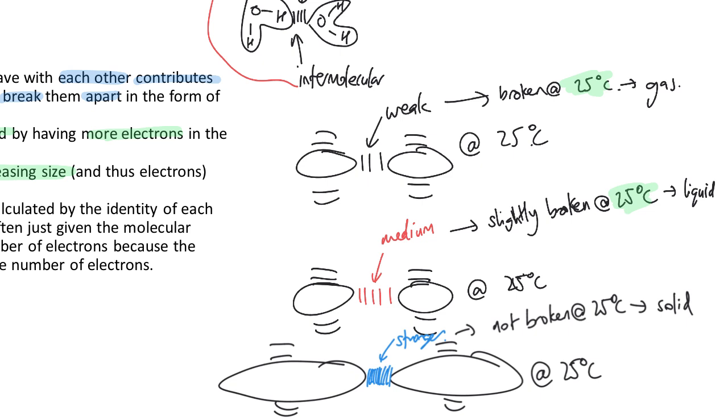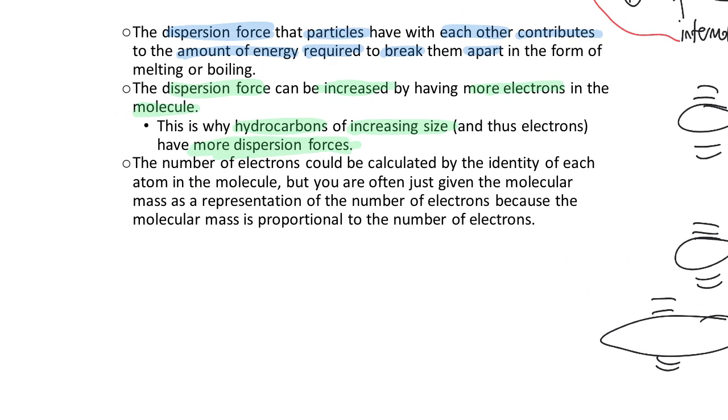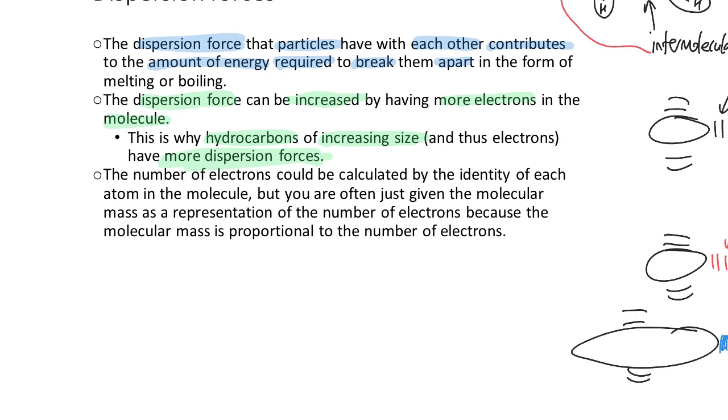Even though the particles have the same energy, the strength of the bond holds them together or doesn't hold them together and determines its state, right? But if you're comparing stronger and weaker things, then they're going to have a higher melting and boiling point as they get larger because the strength of those dispersion forces is larger. Okay, let's have a look at the last bit. The number of electrons, because remember we're talking about increasing the size, we're having more electrons, can be calculated by the identity of the atoms in the molecule. So effectively you could count how many protons there are and work out how many electrons, right?